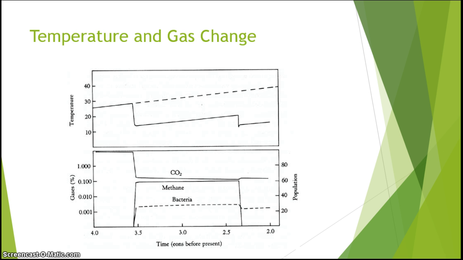Temperature and gas change. These two graphs depict the temperature change as the composition of gases in the atmosphere changes as well. As you can see, as CO2 drops in the atmosphere, the temperature also drops. Again, as methane concentration drops, the temperature experiences another drop.